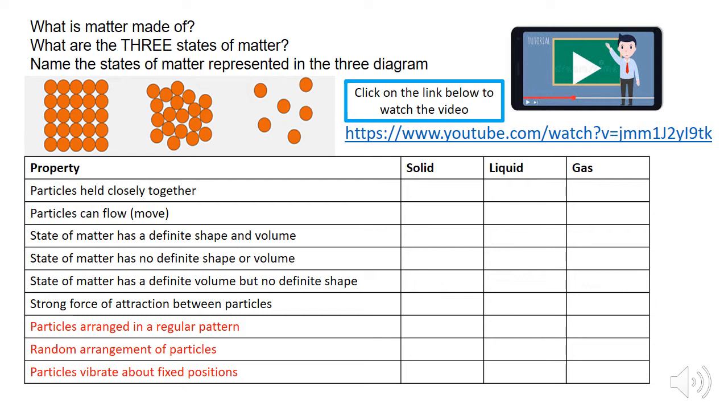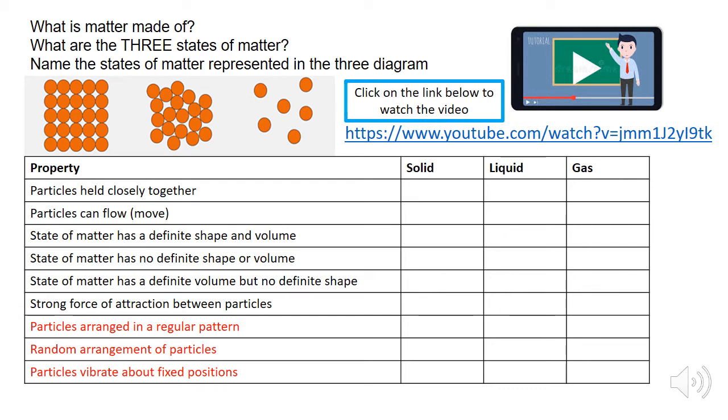It then says particles can flow. Now in brackets I've used the term move. So I want you to think when we talk about particles flowing, we are sort of linking it to moving. However, at Key Stage 3 and Key Stage 4, we don't say particles can move, we use the term flow.